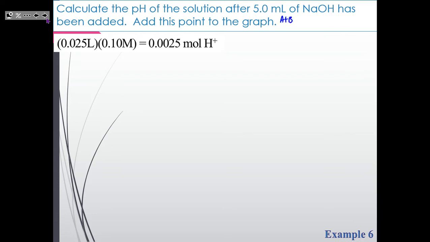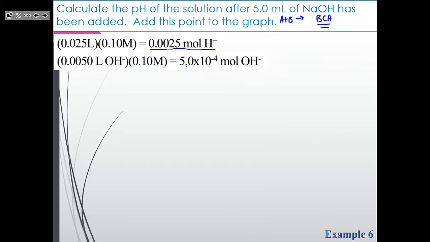Acid plus base is a forward-facing arrow because we have an actual chemical reaction. And if we have a chemical reaction, we need a BCA table. That's right. So let's go ahead and calculate moles of all of our substances that we have. We have 0.0025 moles of H plus to begin with. Okay. And then we are going to be adding, using the strong base, 5 milliliters, which I turned into liters, 5.0 times 10 to the negative fourth moles of hydroxide being added to the H plus.